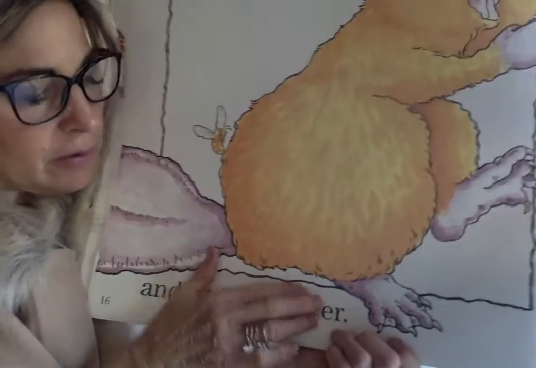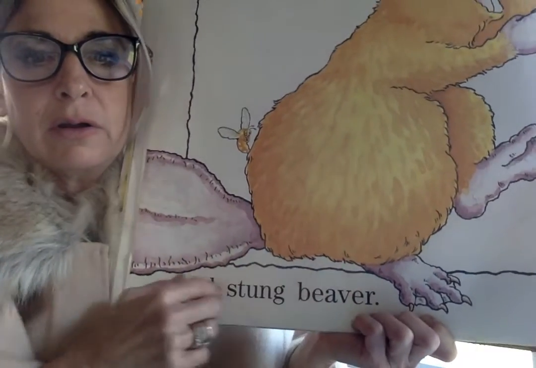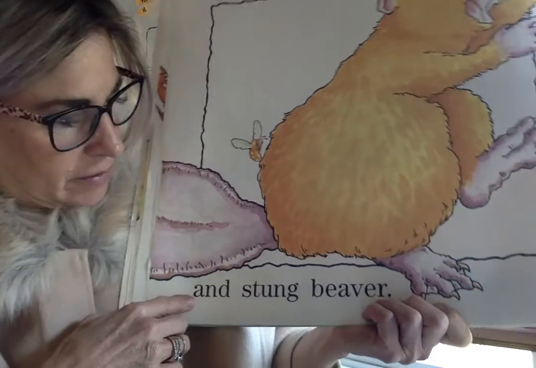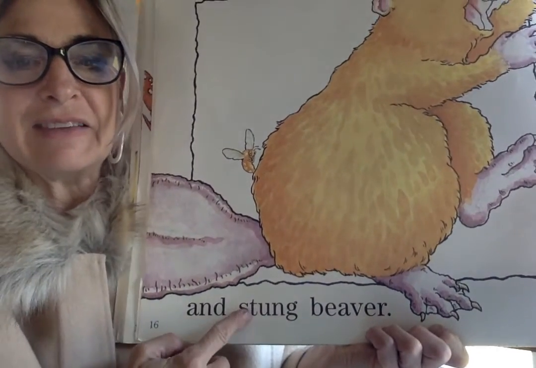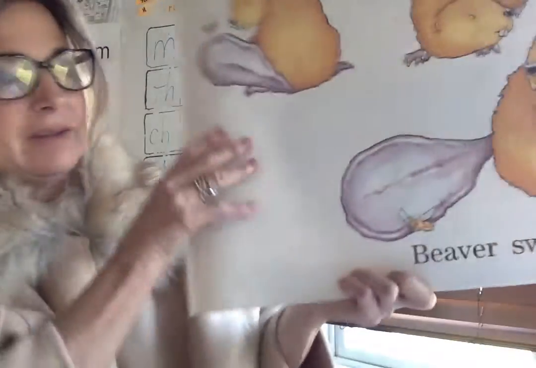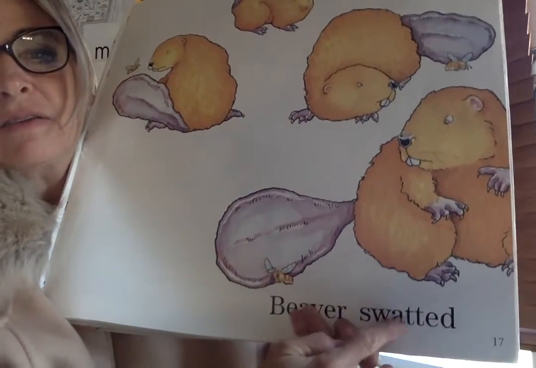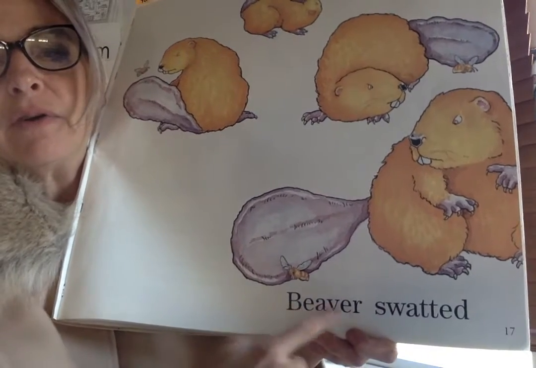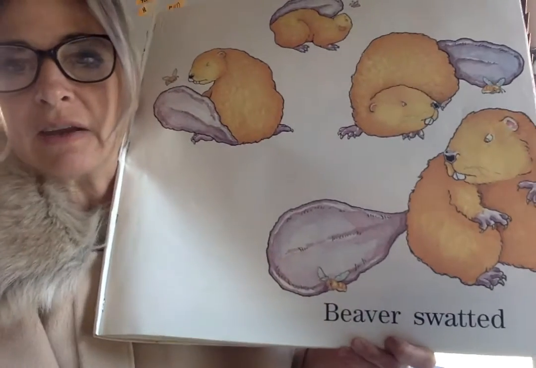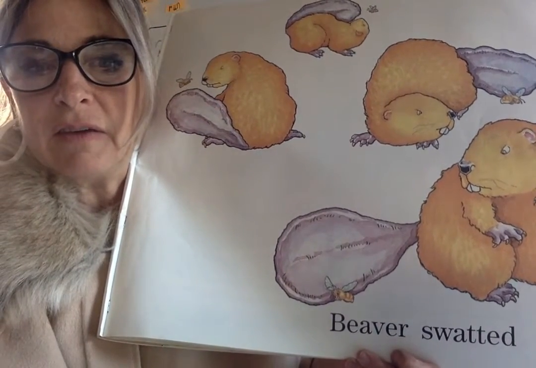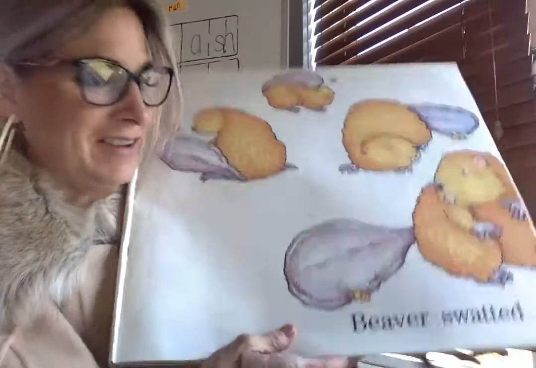Uh-oh. Look at beaver's teeth. There's the sting in beaver. Let's see. And stung beaver. Read it. And stung beaver. He's going to use his tail. He swatted. Beaver swatted. What do you hear at the end? Beaver swatted. The T or the D? Swatted. D. Very good. You're learning. Sounds right, doesn't it?